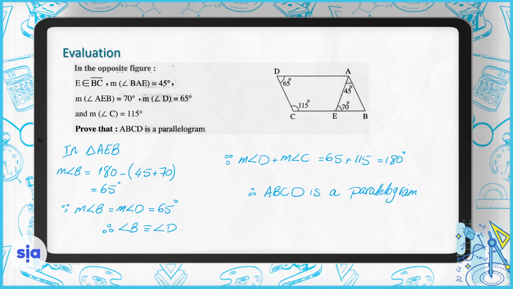In triangle AEB, the measure of angle B is 180 minus the sum of 45 and 70, which is 65 degrees. As we can see here, since the measure of angle B is equal to the measure of angle D, which is 65 degrees, then angle B is congruent to angle D, and these two angles are opposite angles in this figure. And since the measure of angle D plus the measure of angle C, which is 65 plus 115, is 180 degrees, then ABCD is a parallelogram, and this is what the question wants me to prove.